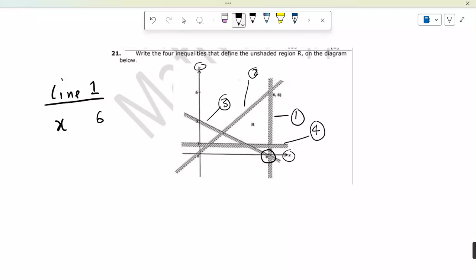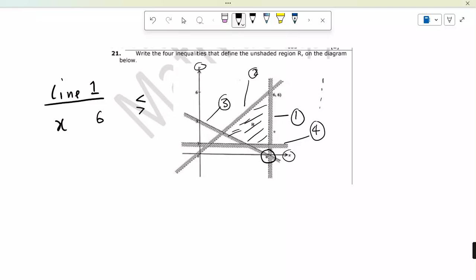Okay, so now here, this line is dotted, if you see, dotted. So if it's dotted, we can either have this or this, less than or equal to. Okay, so the region we're talking about, R, is this region here. So what region is this? This side is x less than 6 or greater than 6.